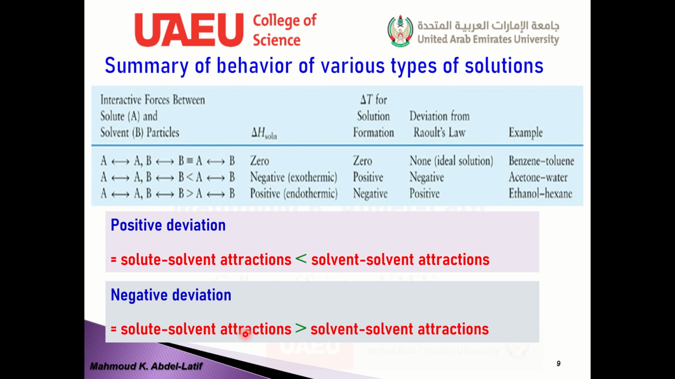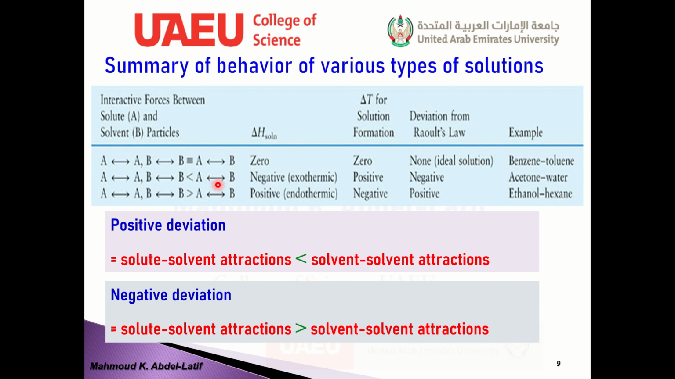This is a summary of the behavior of various types of solution. If the interactive forces between solute and solvent are the same as the interaction forces between the pure substances, then the enthalpy change will be zero and the volume change will be zero. So the delta T of solution formation is zero, and there is no deviation from Raoult's law. So it's an ideal solution, like benzene and toluene.